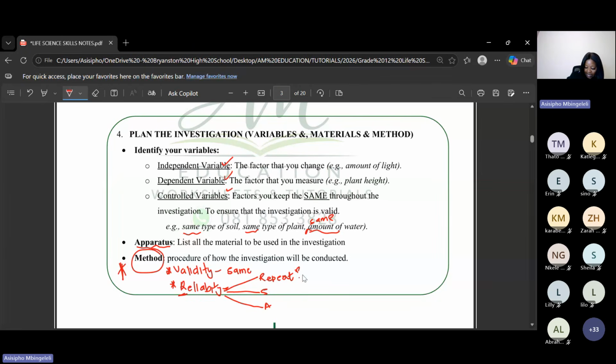S is the sample size, right? I said Republic of South Africa. S stands for the sample size. Sample size has to do with the number of either individuals or samples or plants or animals or bacteria that were used, whatever that has been used. How many did they use? It has to do with that. Now, in order for us to consider an investigation to be reliable, we'll need the sample size to be large.